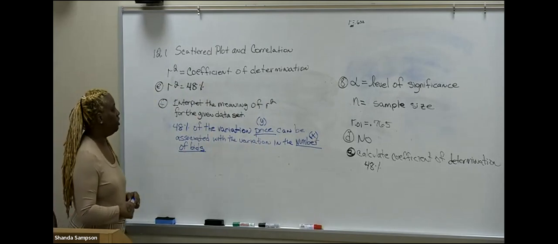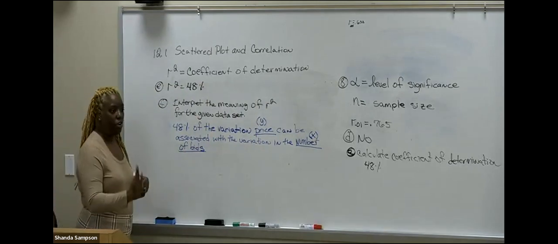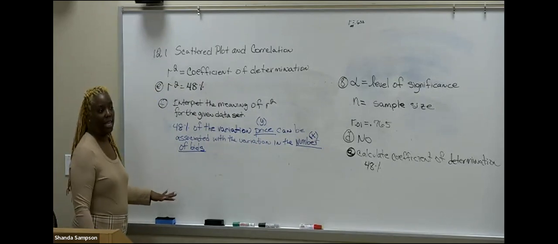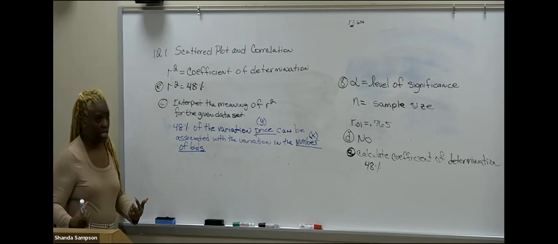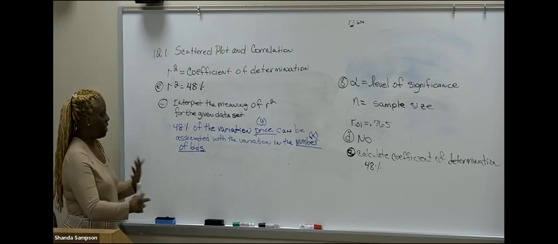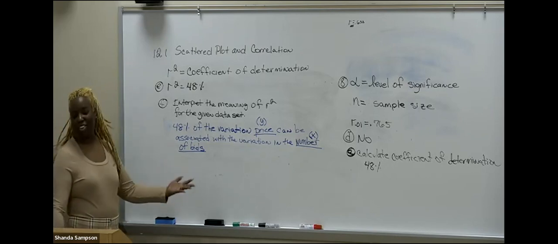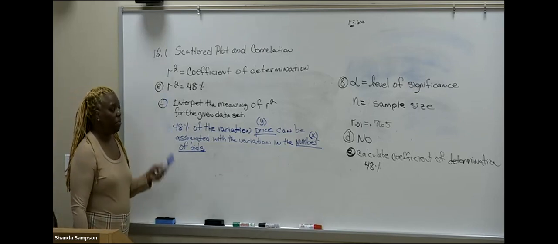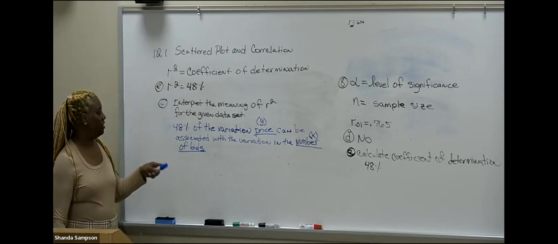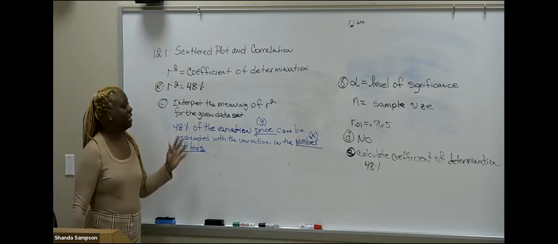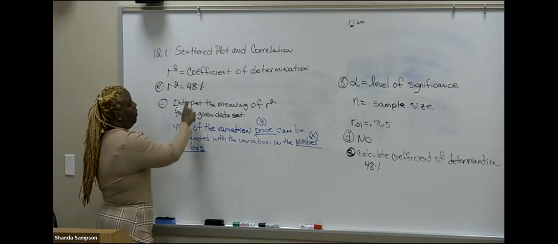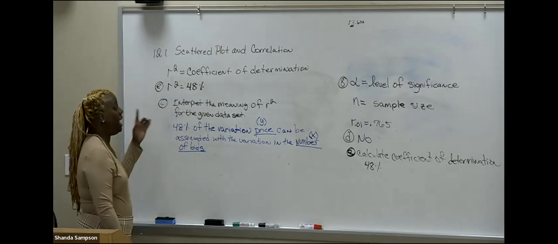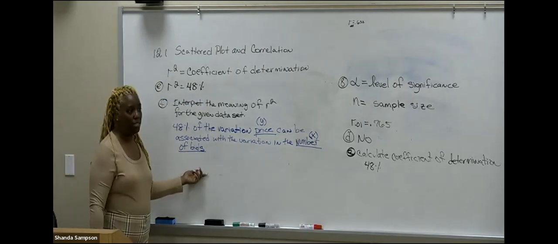All right. Don't try to go off left and interpret, because then I gotta read it and figure out if that's what you're saying. And if I don't agree with what you're saying, then you get it wrong and we don't go back and forth on it, because I told you how to write it, right? So 48% of the variation of price can be associated with the variation in the number of bids, because that's what you're actually saying, right? 48% of this variation, remember there's 100%, right? 48% of this is due to the number of bids.